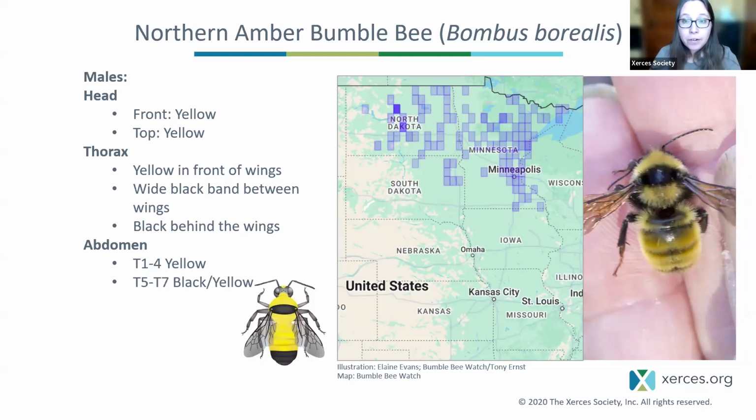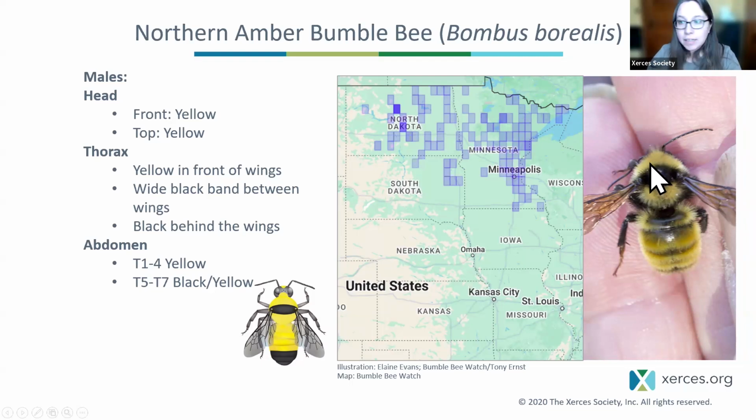We see a very similar color pattern for the males. So male northern amber bumblebees are going to be mostly yellow on the abdomen. T1 through 4 is going to be yellow, and then T5 through 7 can be black or yellow, or a combination of black and yellow.